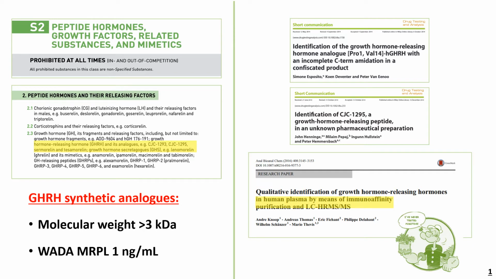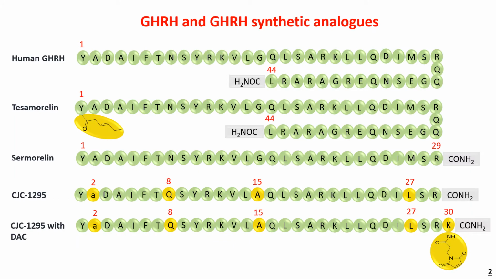So we thought of looking at metabolites rather than parent peptides because the intact GHRH synthetic analogues won't be easily detected. As you might expect, GHRH synthetic analogues are very similar in structure to human GHRH. However, there are some chemical differences which can be key to what we want to look at. The included synthetic analogues in this project are tesamorelin, sermorelin, CJC-1295, CJC-1295 with drug affinity complex.